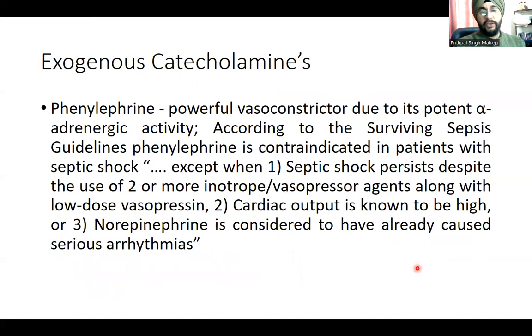Another drug that has been used as an exogenous catecholamine is phenylephrine, which is a powerful vasoconstrictor due to its potent alpha adrenergic activity. And as per the Surviving Sepsis guidelines that were issued, phenylephrine is contraindicated in patients with septic shock, except when the septic shock persists despite the use of 2 or more inotrope or vasopressor agents along with low dose vasopressin.